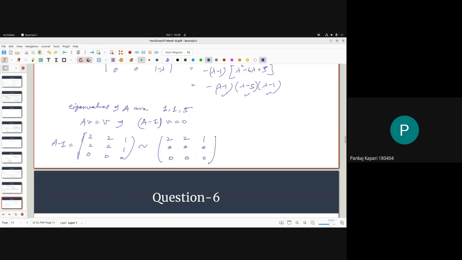So we will have 2, 2, 1, 0, 0, 0, and 0, 0, 0. So there is only one pivot. This is our pivot column, and the other two columns don't have any pivot, so these two are free variables. Free variable means you can assign any values to these variables.